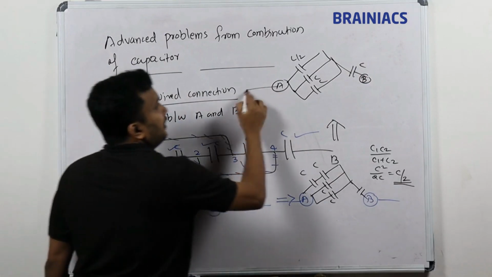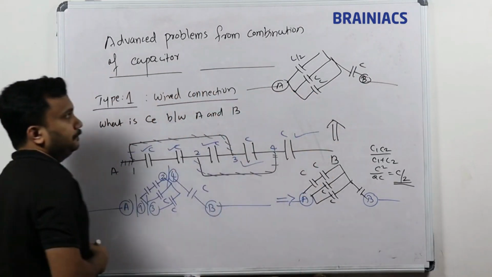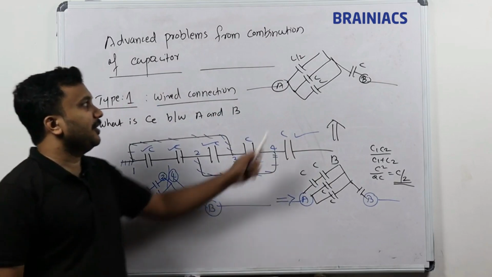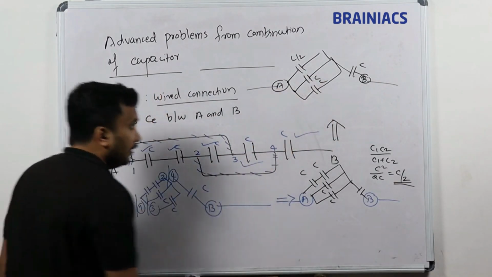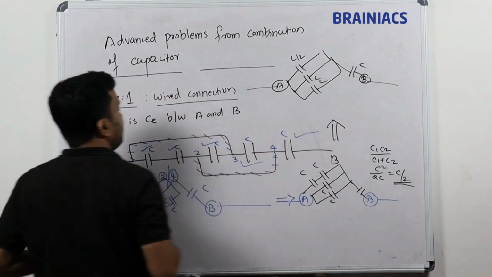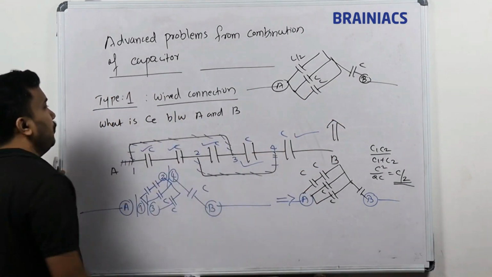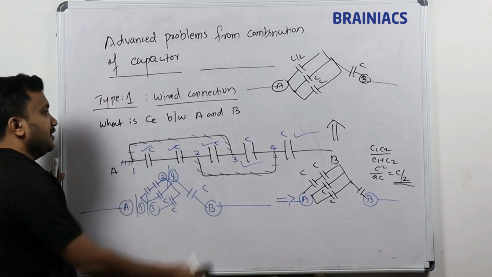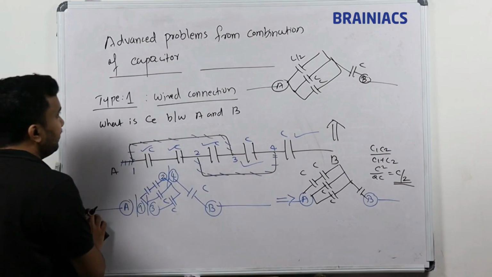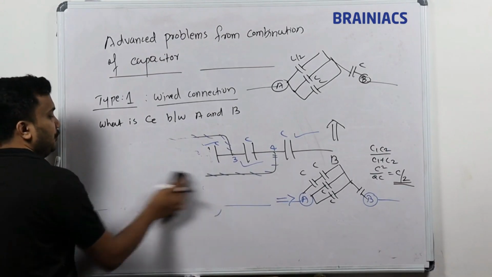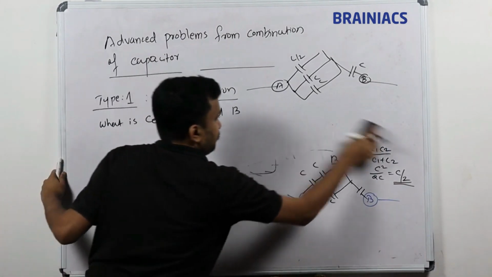Now between A and B I need to find out. Between A and B, all the three are in what connection? Parallel connection, and that parallel is in series with this one. Okay, so I hope you have completed these diagrams in your notebook. If not, pause the video and complete it. I want this space to complete the rest of the part of the question.